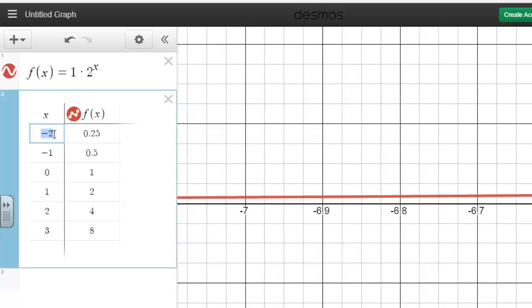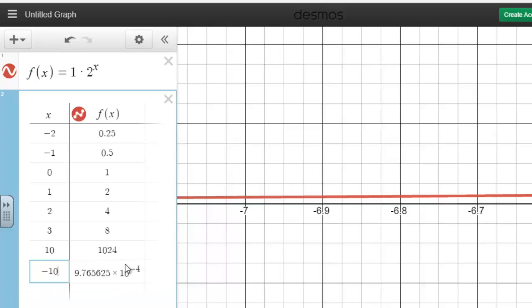So as our x values go smaller and smaller negatives, we simply get the reciprocal of the larger numbers here. For example, if we were to put 10 for x, we have an output of 1024. If we were to put negative 10, it would be the reciprocal of that number, 1 over 1024.